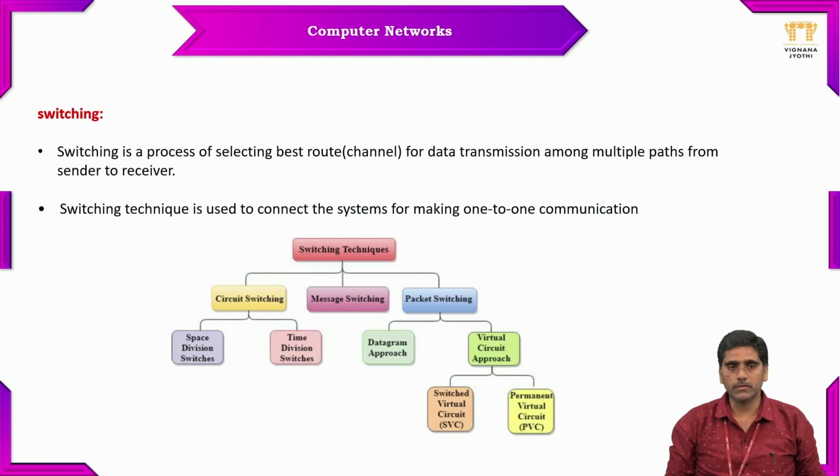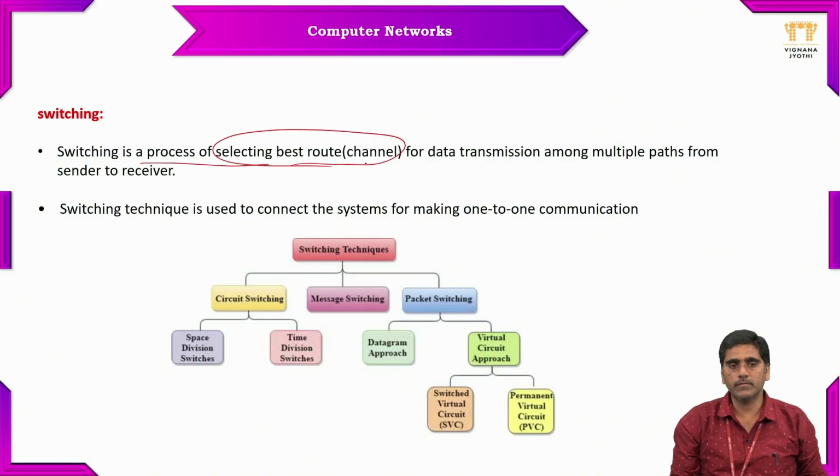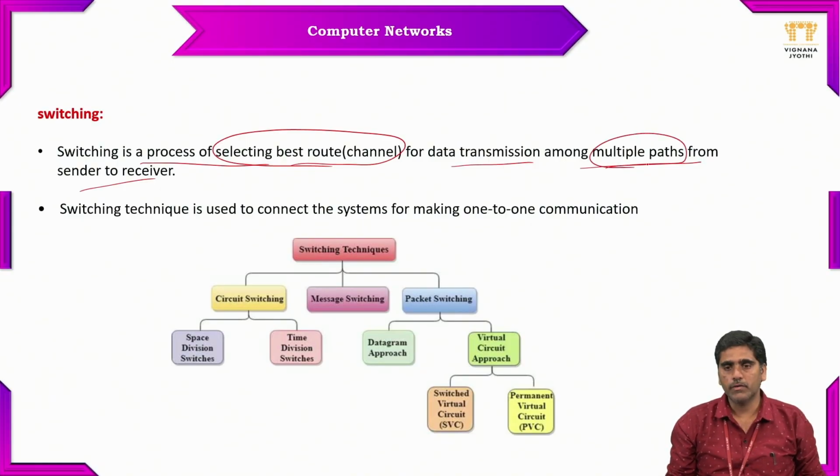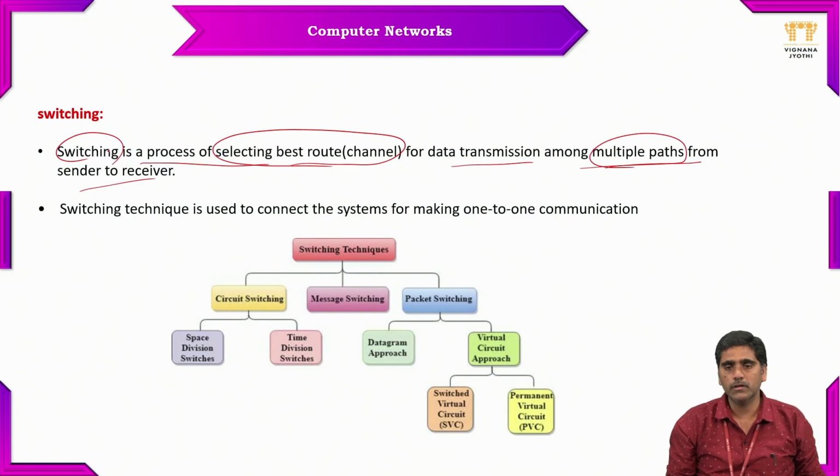In the data link layer, switching is a process of selecting the best route, that is the best channel, for data transmission among multiple paths from sender to receiver. When we have multiple paths from the sender to the receiver to transmit the data, selecting the best route or best channel is the process called switching.